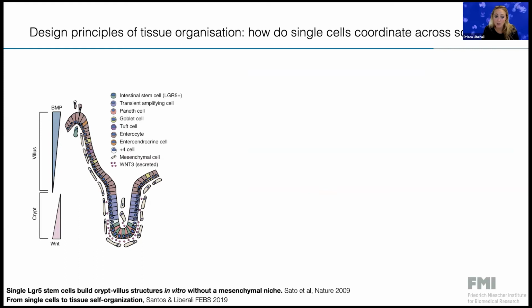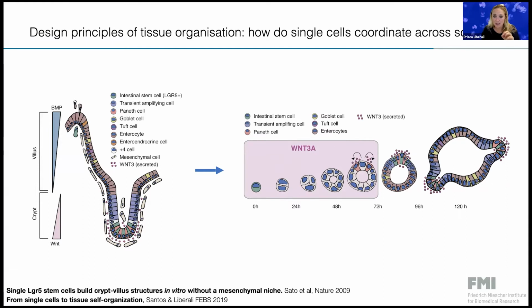For this, we have been working with the intestinal epithelium, and here you see the intestinal epithelium with the stem cell niche that has stem cells and Paneth cells, transient amplifying cells, and the enterocytes for nutrient absorption. Already in 2009, Hans Clevers showed that a single individual LGR5 cell is able to form a fully formed organoid.